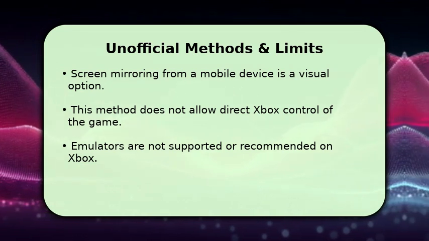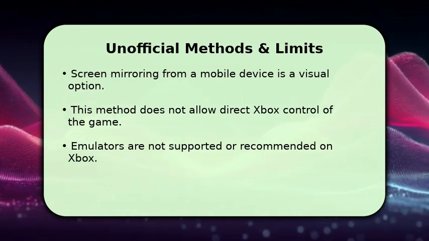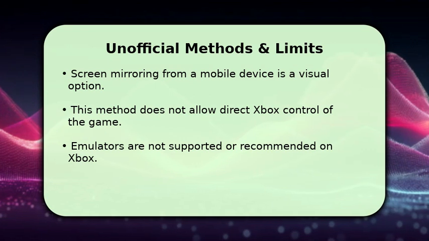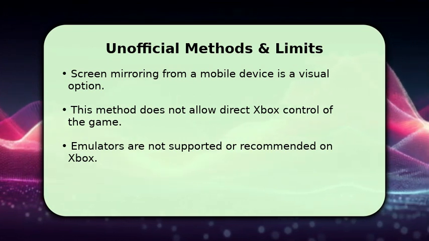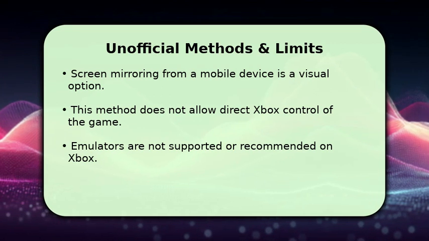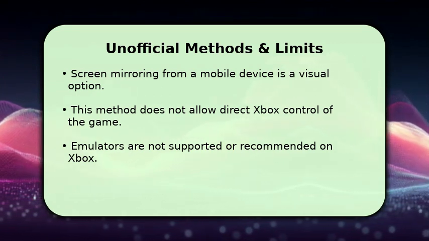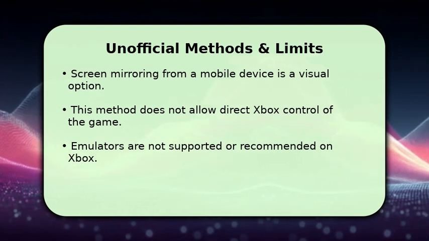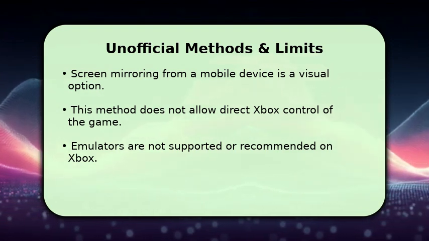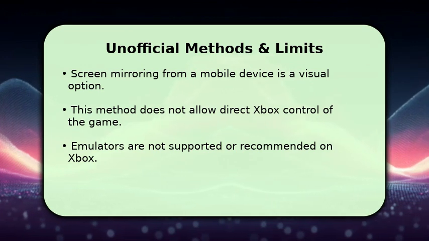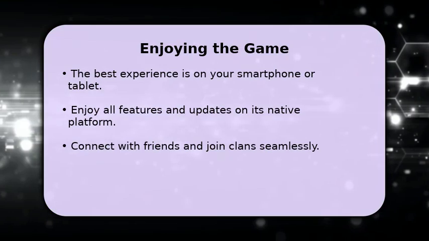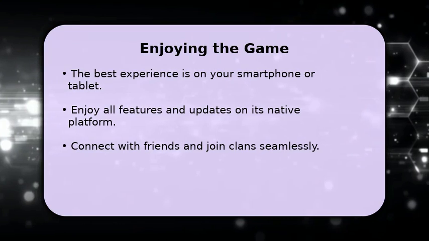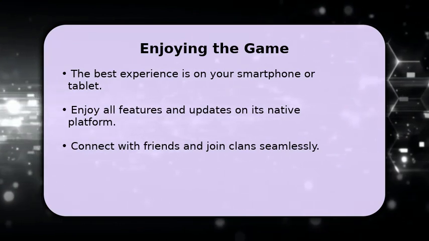While you cannot play Clash of Clans directly on Xbox, some users explore unofficial methods like screen mirroring. This involves casting your phone's display to your television, which is connected to your Xbox. However, this only mirrors the image. You would still control the game using your mobile device. There is no way to use your Xbox controller to play the game this way, and emulators are not a viable or supported option.